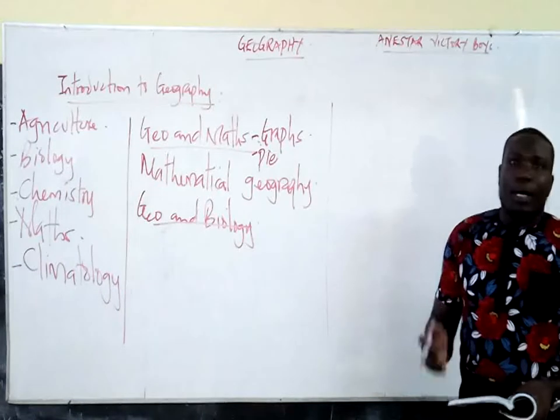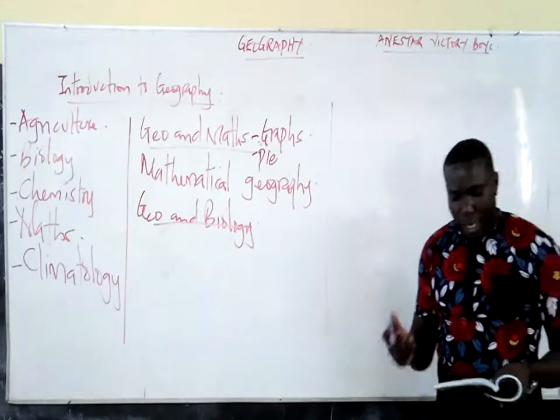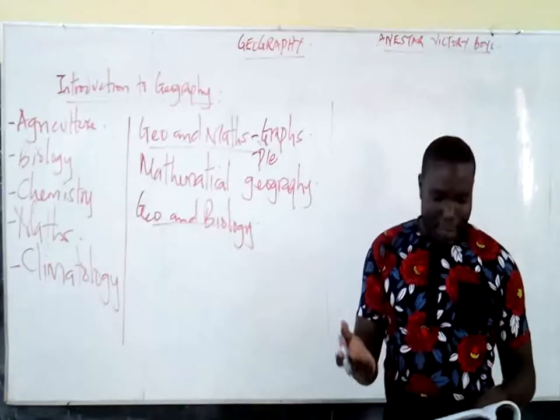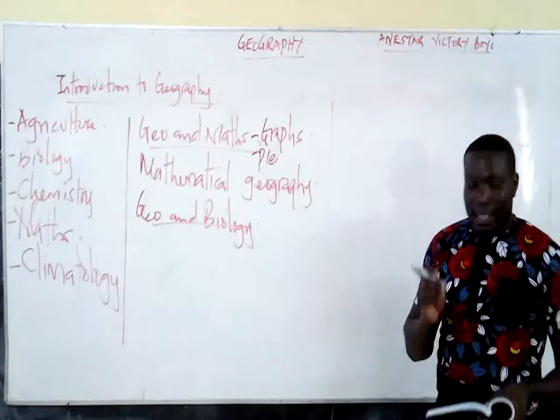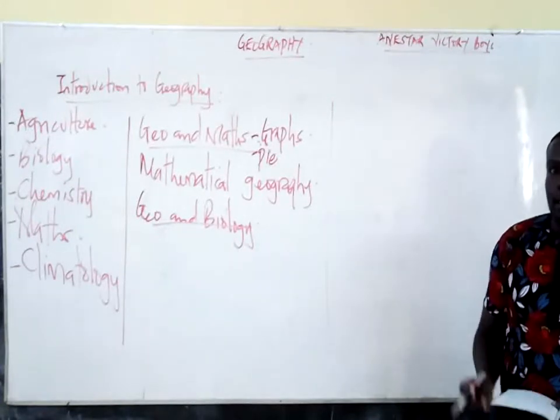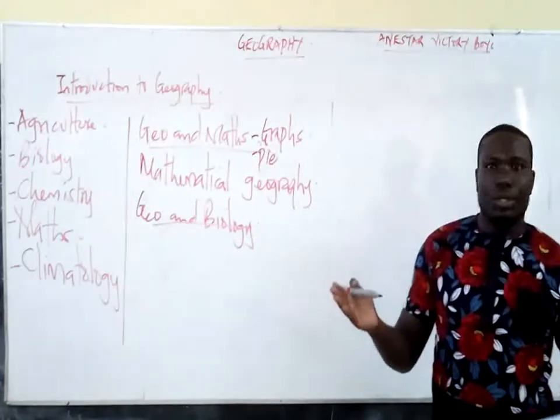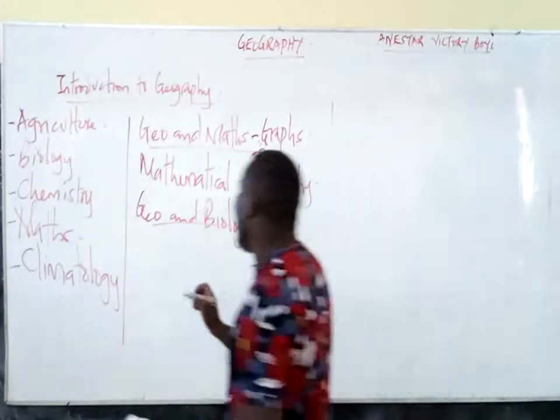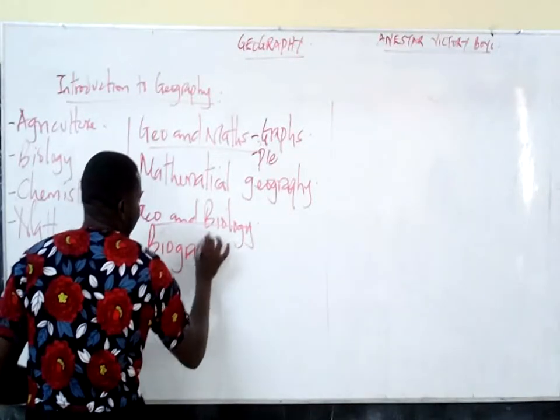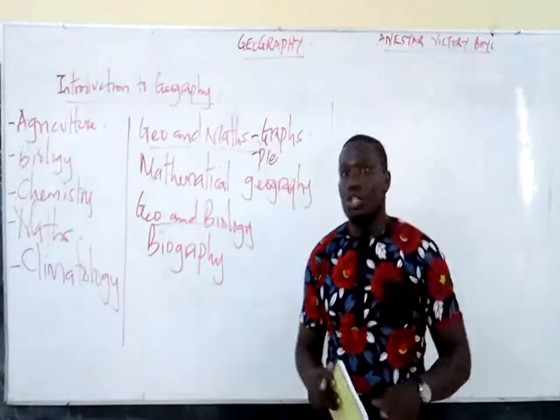Therefore, biology is the scientific study of the organisms, which applies geographical information to explain these factors that determine the distribution of species on the Earth's surface. Therefore, when you combine biology and geography, they give rise to biogeography.